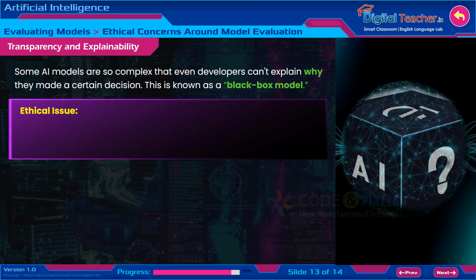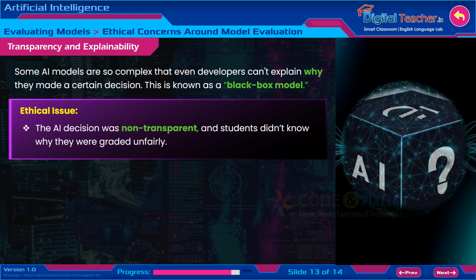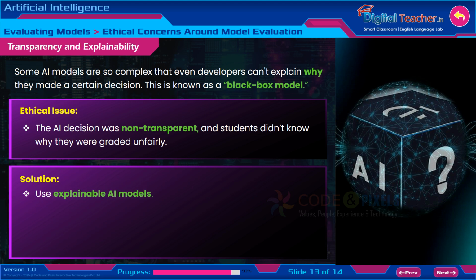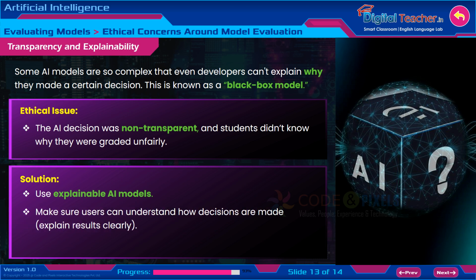Ethical issue: the AI decision was non-transparent, and students didn't know why they were graded unfairly. Solution: use explainable AI models. Make sure users can understand how decisions are made. Provide human oversight for sensitive decisions.